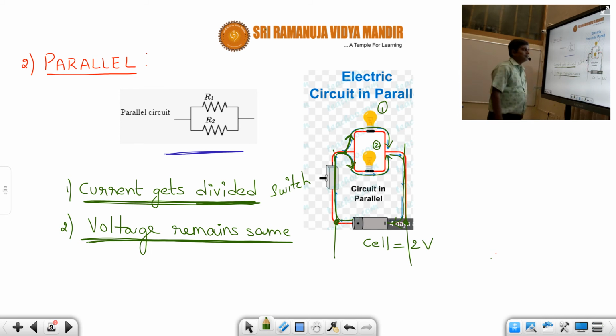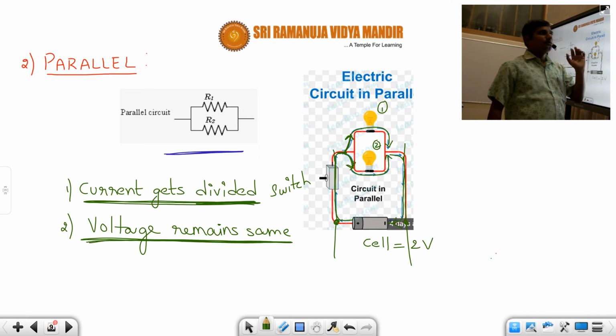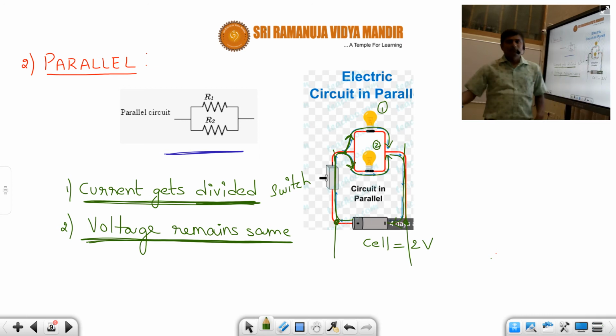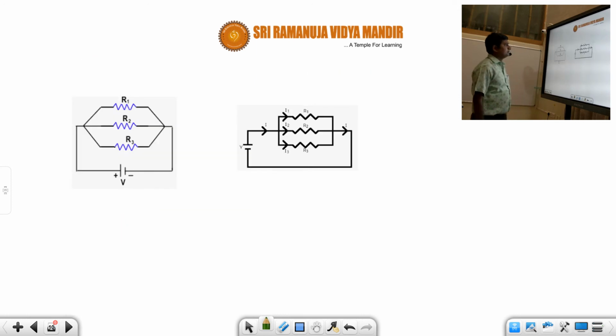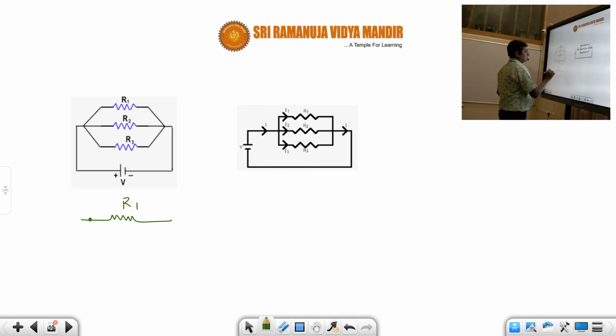I hope, students, you understood the basic difference between circuits which are in series and circuits which are in parallel. For example, see here, students, there are 3 resistors, and here they are connected in parallel. So how do you identify whether the circuits are in parallel? Suppose you take one resistor as R1, students. Let us say this is the starting point, this is the finishing point, and you take one more resistor.